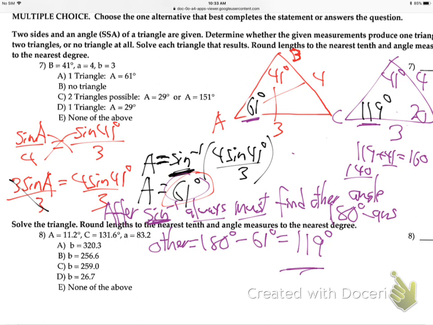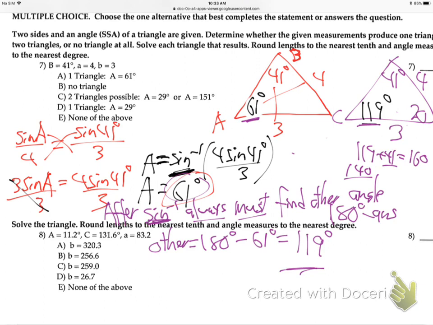So one more time. Whenever you get sine inverse in your calculator, you must take this. We don't have to do this for cosine inverse, do we? Law of cosines is not required. Don't even worry about it. That's the one nice thing about law of cosines. But with law of sines, sine inverse, you've always got to find the other angle, 180 minus the answer you got.